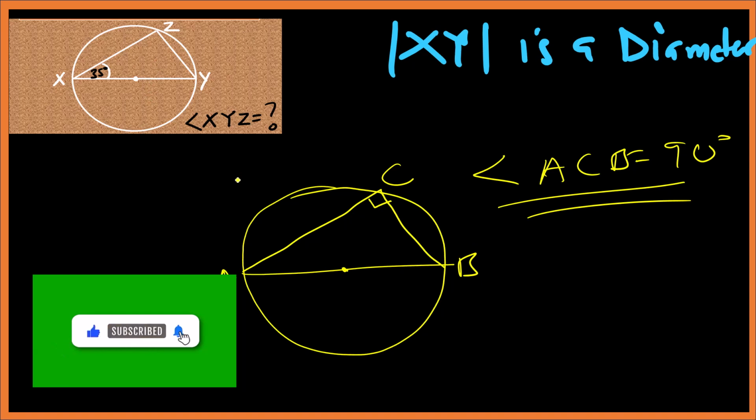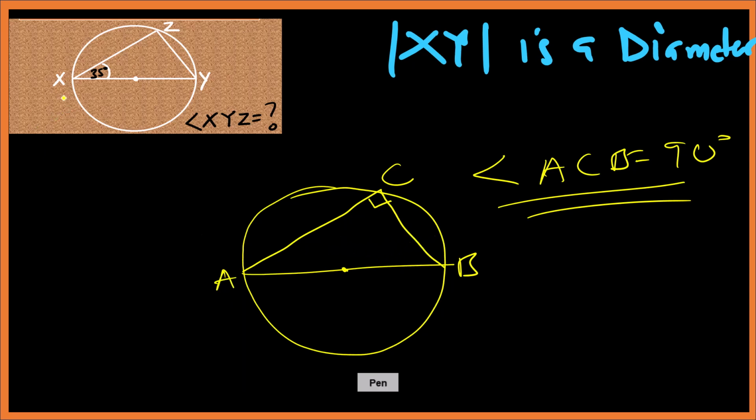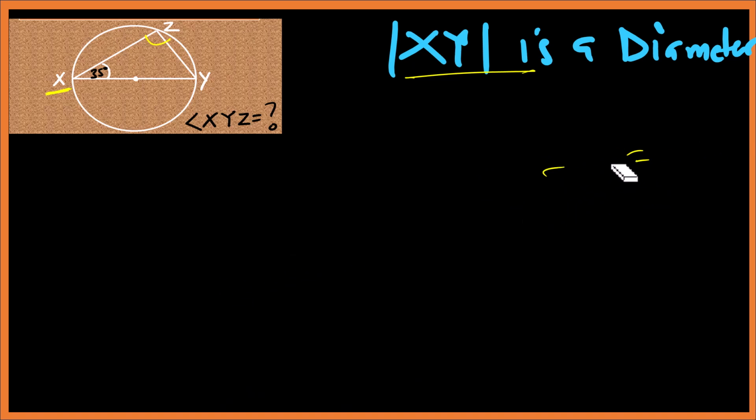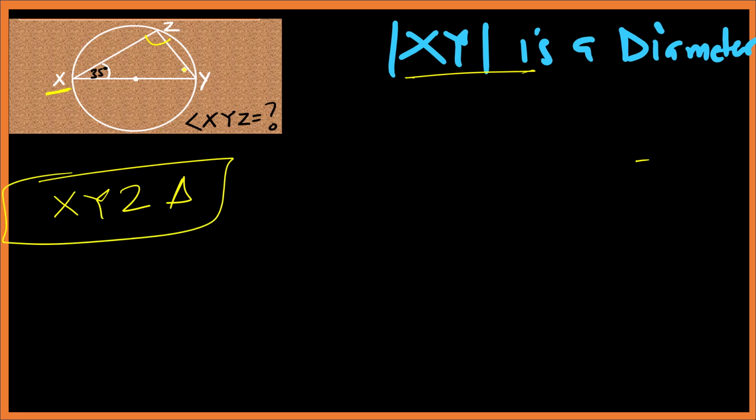Okay, all right, so remember that angle XZY, because XY is a diameter, this side is 90. So to solve for angle XYZ will be very simple. Remember, XYZ is a triangle. So angles in a triangle add up to 180 degrees.